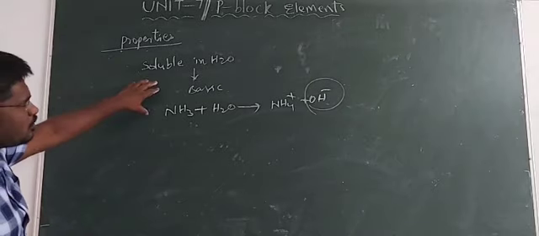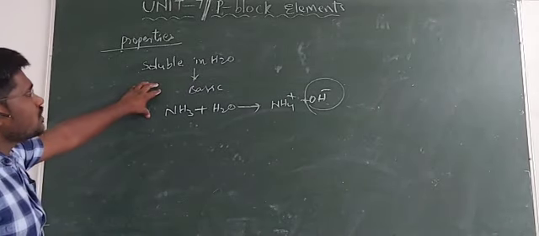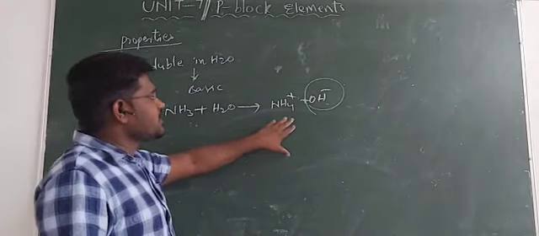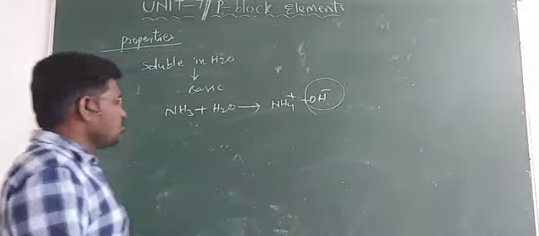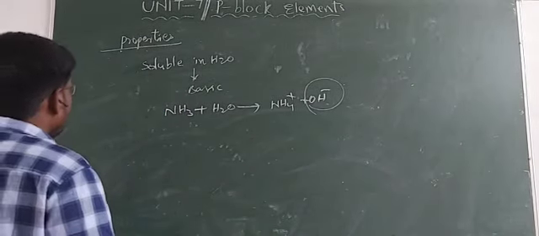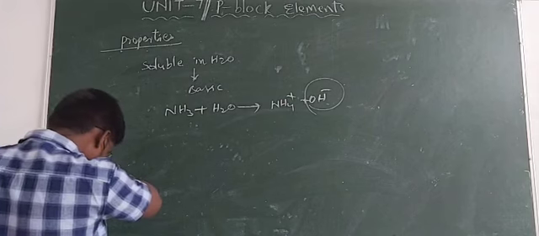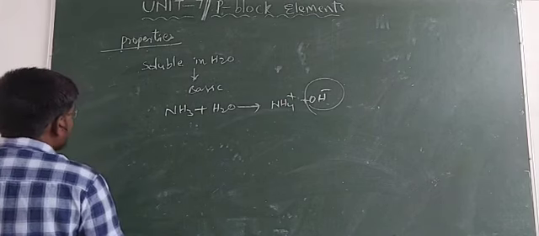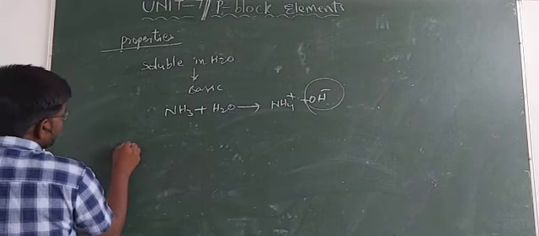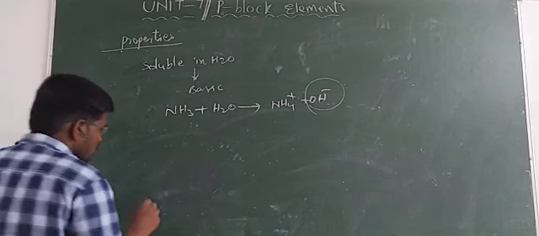Ammonia is soluble in water, so that mixture is basic in nature due to the formation of the OH minus ions. And next, ammonia reacts with acids. Ammonia reacts with acids and gives ammonium salts.